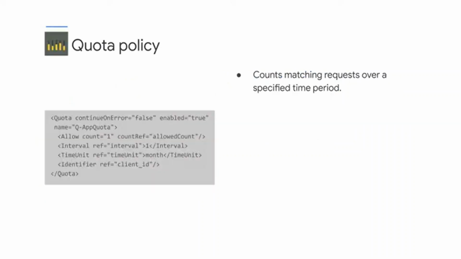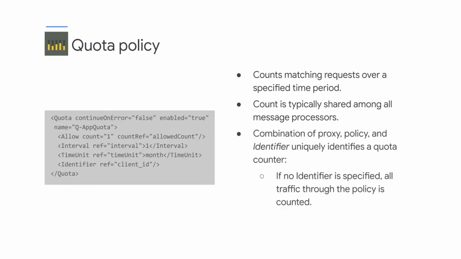Unlike the spike arrest policy, the quota policy uses a counter. The quota policy keeps track of the number of matching requests received in a given time period. The quota policy count is typically shared among all the messages processed, with the counter values shared in the runtime data store. A quota is scoped to a single proxy and policy.